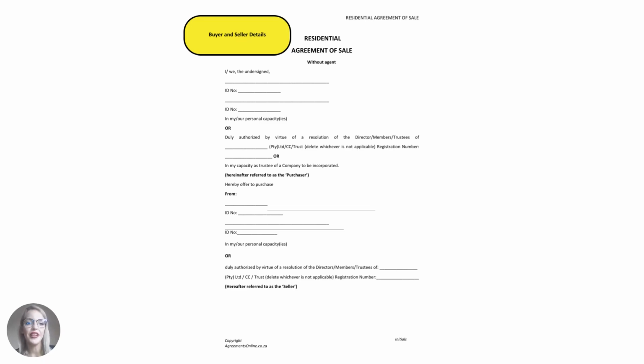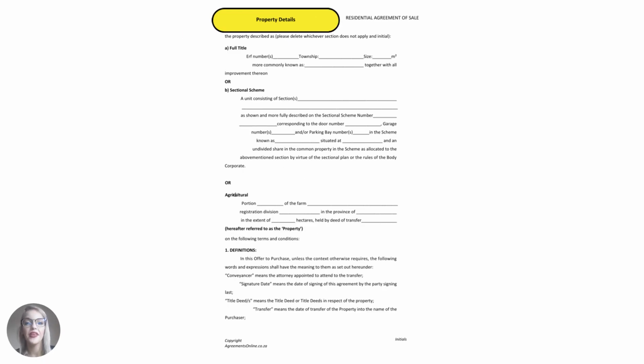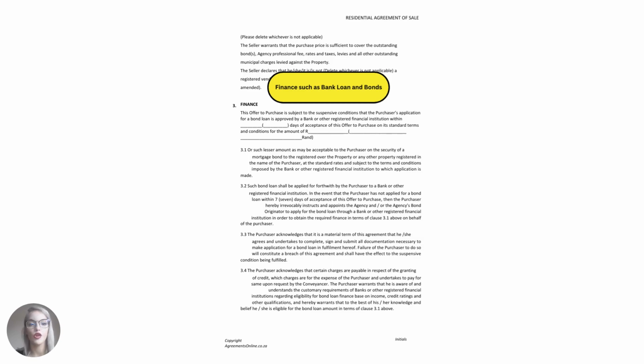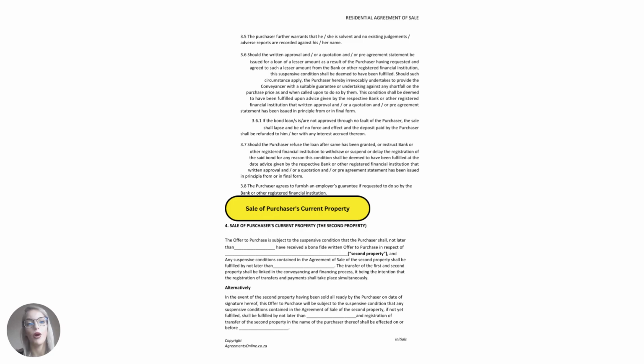We start off by filling out the details of both the buyer and the seller to this agreement, as well as the property details. The agreement then goes on to make note of the purchase price as well as how that is going to be paid and also any finance options. Now, under finance, those are things such as bank loans or bonds.